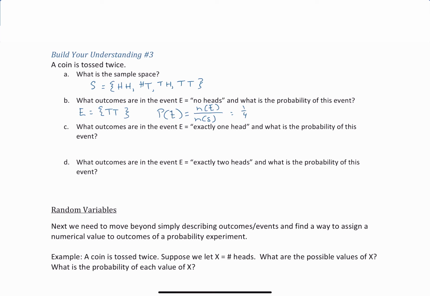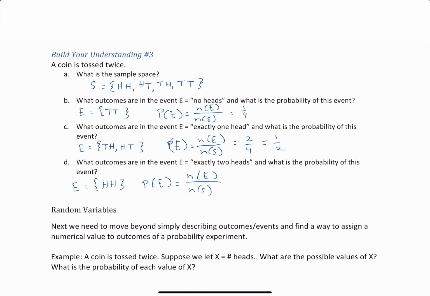What outcomes are in the event E, exactly 1 head? That's the event containing outcomes tails, heads, heads, tails. Probability of E, as always, is n of E over n of S, which is 2/4 in this case, which reduces to 1/2. And last, the event exactly 2 heads contains only the outcome heads, heads. And so the probability of that event, n of E over n of S, is 1/4.